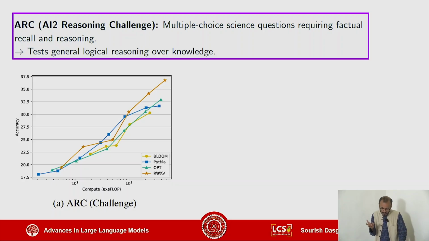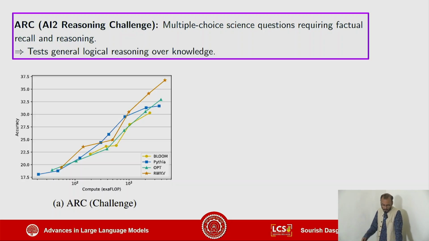Okay, so basically it's a multiple choice science question, just like your MCQ kind of question papers, and it requires factual recall and some amount of reasoning. So general logical reasoning over knowledge. So that's what it takes, right?